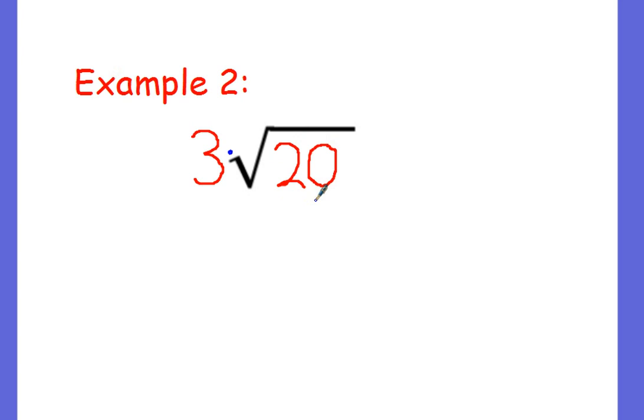So what I'm going to do is think of the largest perfect square that goes into 20. So what would that be? And of course we don't have our numbers here, but we could do them again.